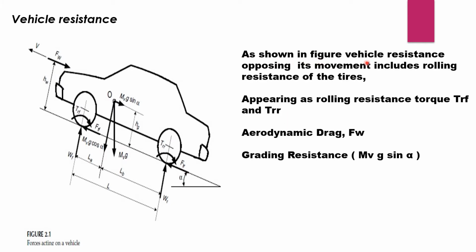As shown in the figure, vehicle resistance opposing its movement includes rolling resistance of the tires, appearing as rolling resistance torques TRF and TRR as shown over here, aerodynamic drag FW, and grading resistance MVG sin alpha.